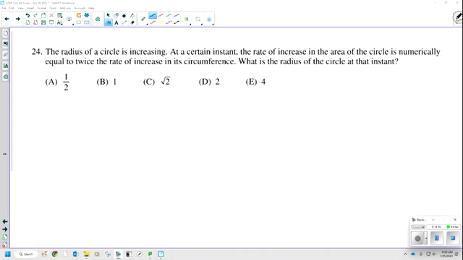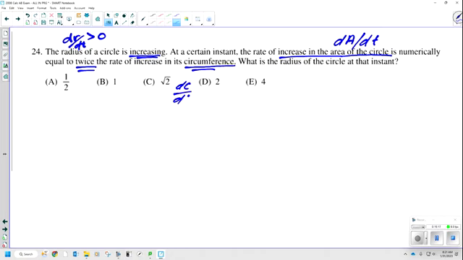24. The radius of a circle, I love these problems, is increasing. Okay, so dr, let's go here. Let's start this. So dr, because we're talking about not the value of the radius, but whether it's increasing or decreasing. So dr is a positive value. It's increasing. So it's greater than 0. At a certain instant, the rate of increase of the area of the circle, dA, I guess we should say with respect to time. You could say this with respect to time, okay, is numerically equal to twice the rate of increase of its circumference, which is dC dt. Okay? What is the radius of the circle at that instant?